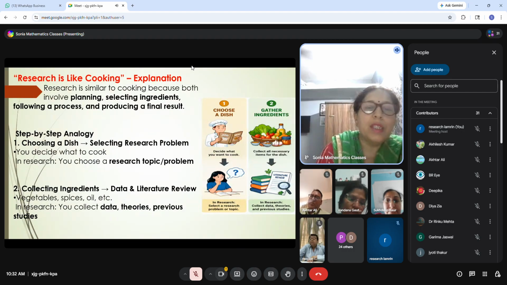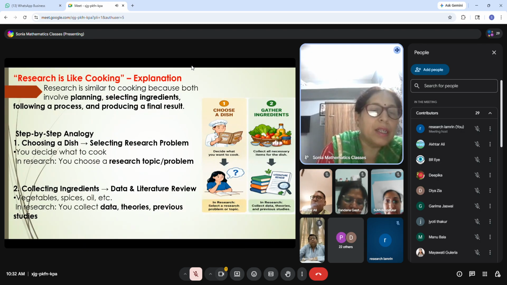We have to choose a dish. That is selecting a research problem. You decide what to cook. Same in research, you choose a research topic or problem. Then you will collect ingredients, that is data and literature review in research. And in cooking, ingredients are vegetables, spices, and oil, etc. And in data and literature, you collect data, theories, and previous studies.